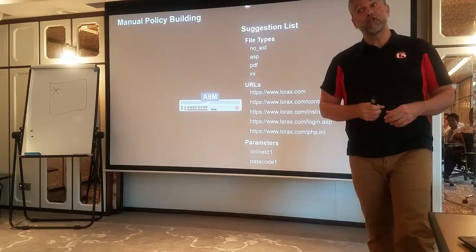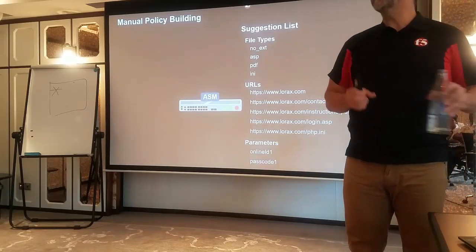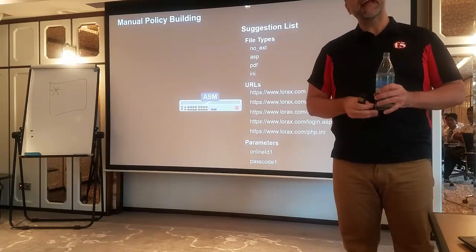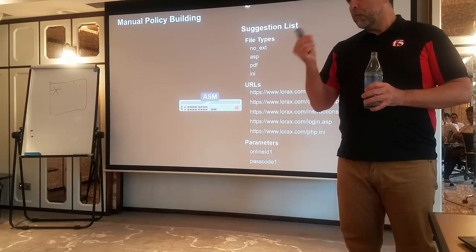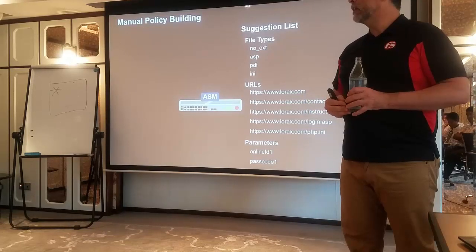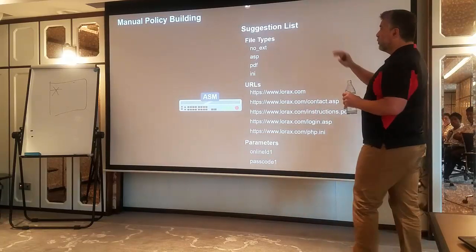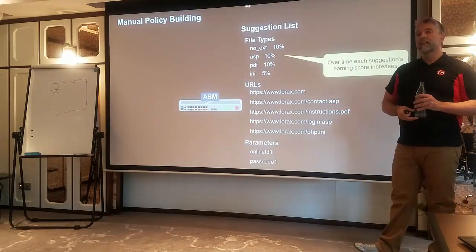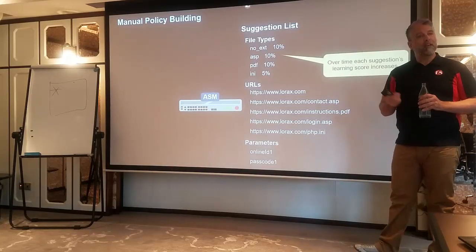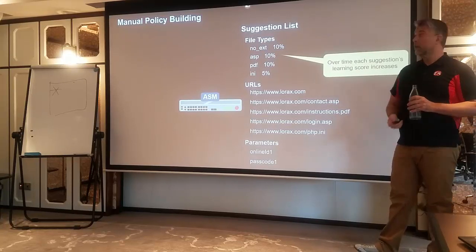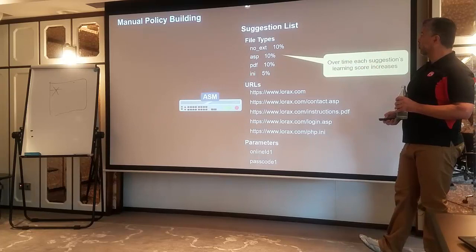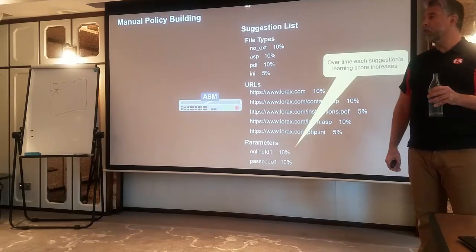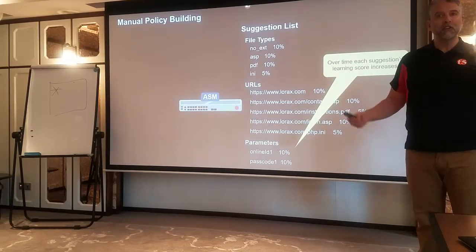What happens with those suggestions is a little bit different if we are in manual learning versus automatic learning. So that's what we're going to cover next, the difference between manual learning and automatic learning. First, with manual learning, here's my suggestion list. And you also noticed that the suggestions have this percentage, which is called the learning score. Your file type suggestions have a learning score, your URL suggestions have a learning score, and the parameters have a learning score. All the suggestions have a learning score.